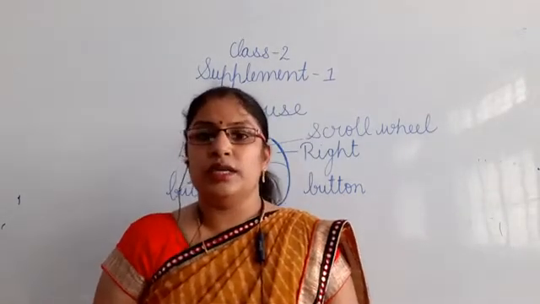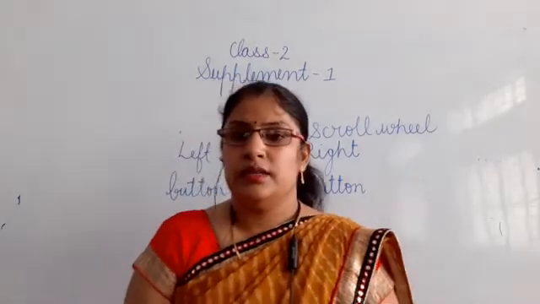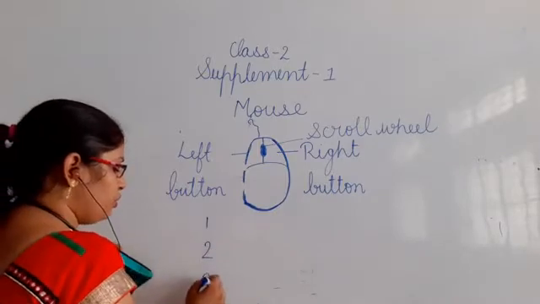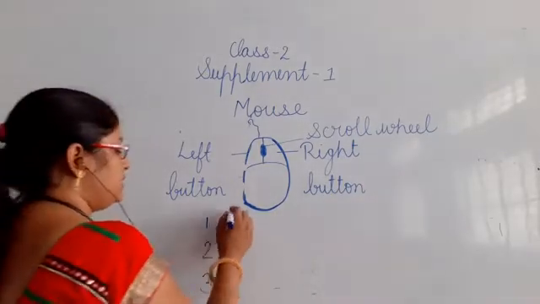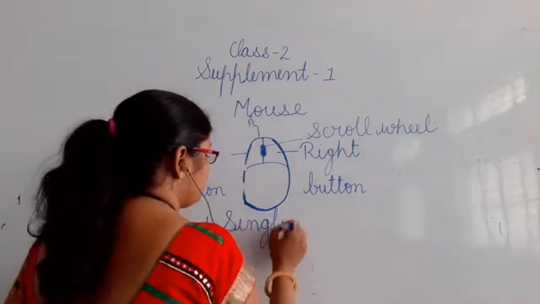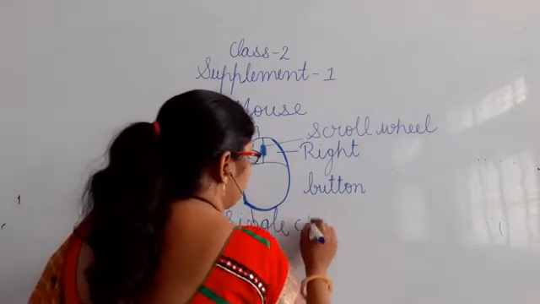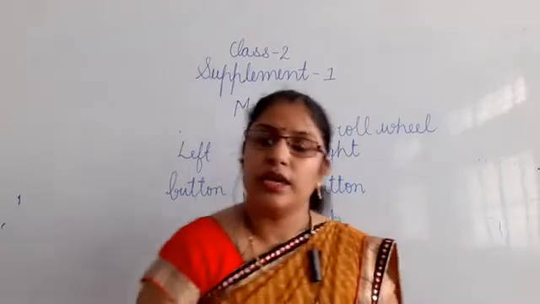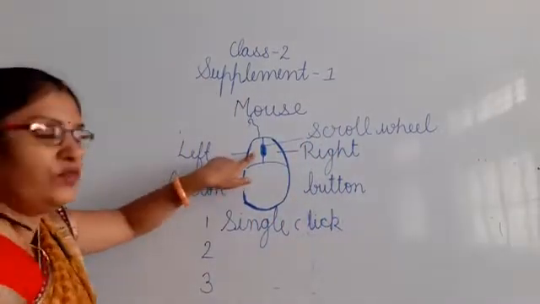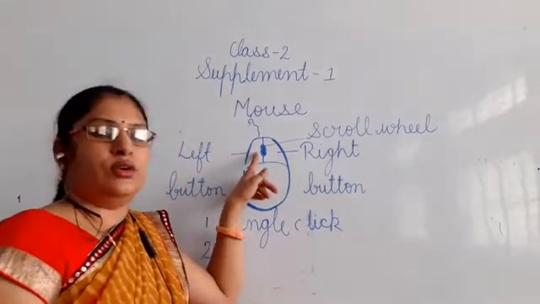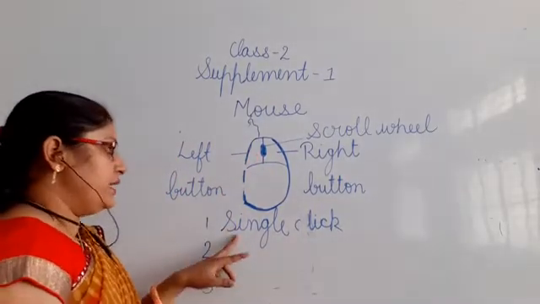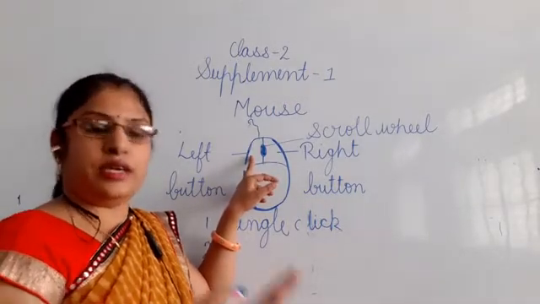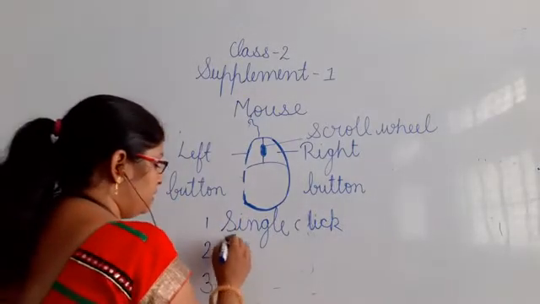Then we will learn about the types of mouse click. Let's learn about the mouse clicks. There are three types of mouse click. First is single click, also termed as left click. What is left click? Pressing the left button of the mouse once is called left click. Then the second one is double click.